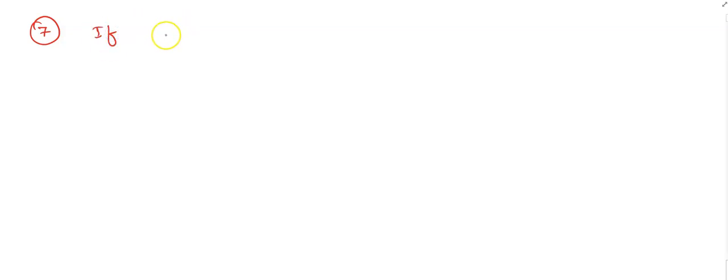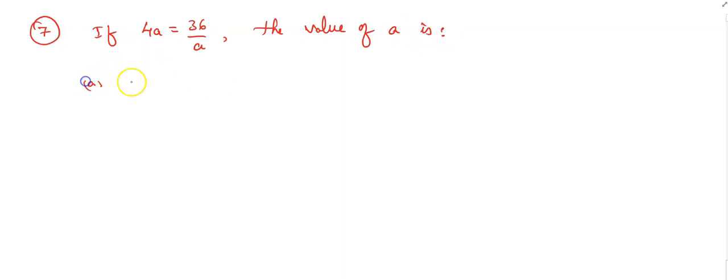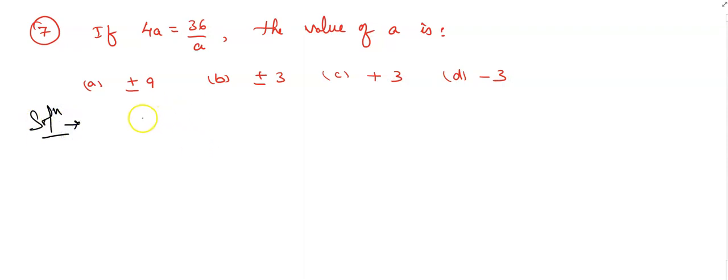This question is also an examination question. If 4a is equal to 36 by a, the value of a is: option A, plus or minus 9; option B, plus or minus 3; option C, plus 3; option D, minus 3. Solution. See children, what is given? 4a is equal to 36 by a.